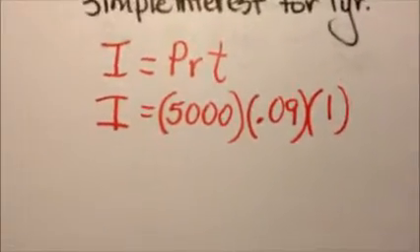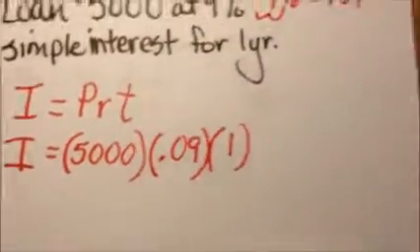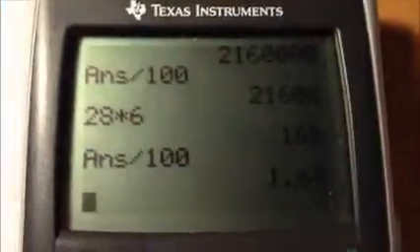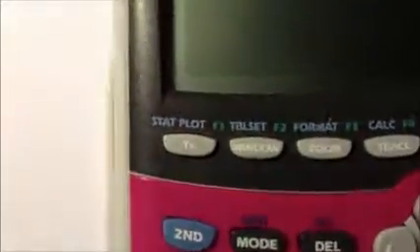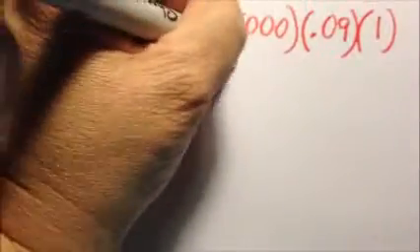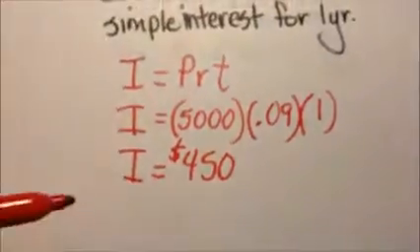So if I multiply that, now 9 times 5 is 45. So all we have to worry about then is where the decimal point goes. So it's actually 0.09 times 5,000. And that would be 450. So the interest that I'm going to pay on this in 1 year is $450.